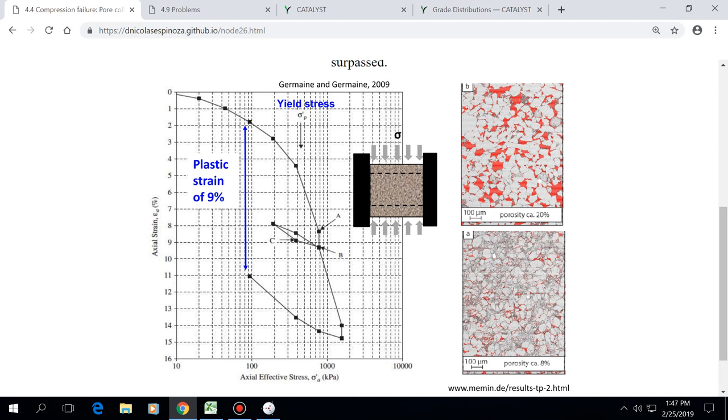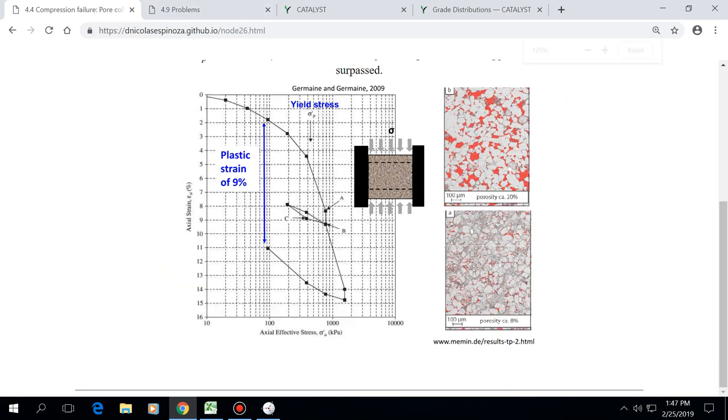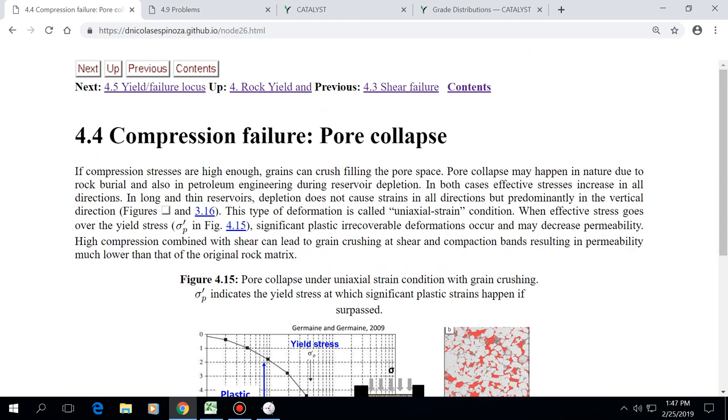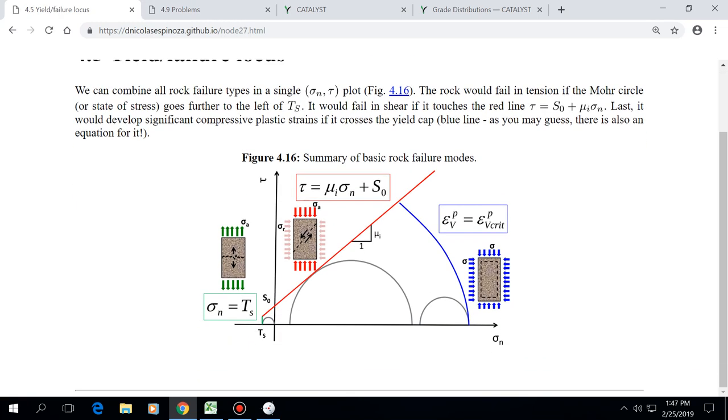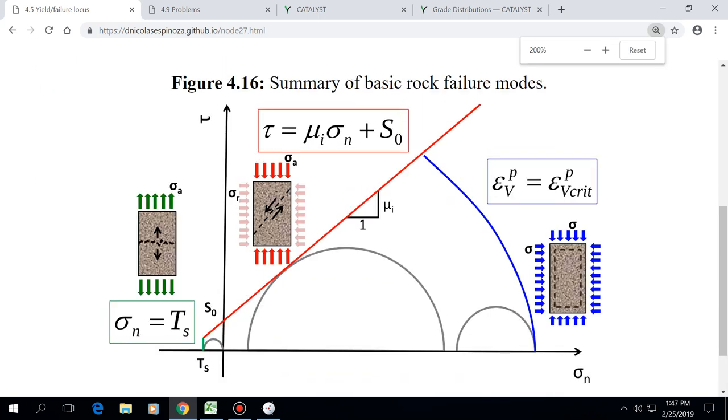So, I'm not going to ask you a lot more about this than knowing that there is a compression failure too. So there are three types: tensile, shear, and compression. And we can put those three types, let me see if it's next. Yes. We can summarize these three types into this space of normal stress and shear stress.